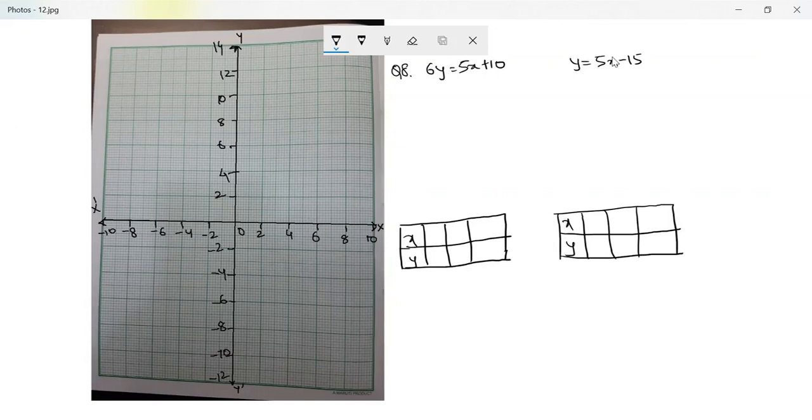Question 8 says use a scale of 1 centimeter to 1 unit, which is what I have done. 1 centimeter is equal to 1 unit. We are using a 2 by 2 scale, and draw the graphs of the following equations. From the graph, find something. So first let's plot the graphs.